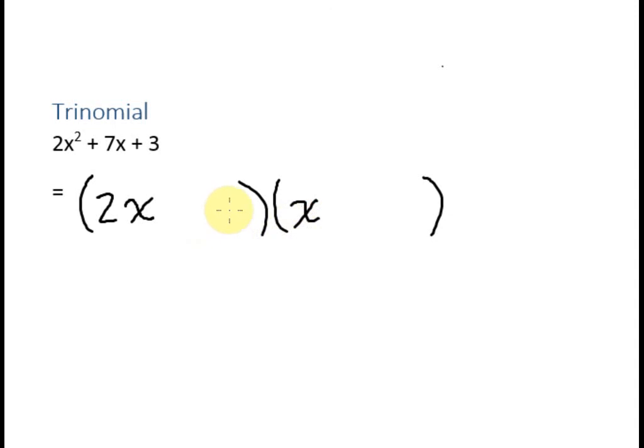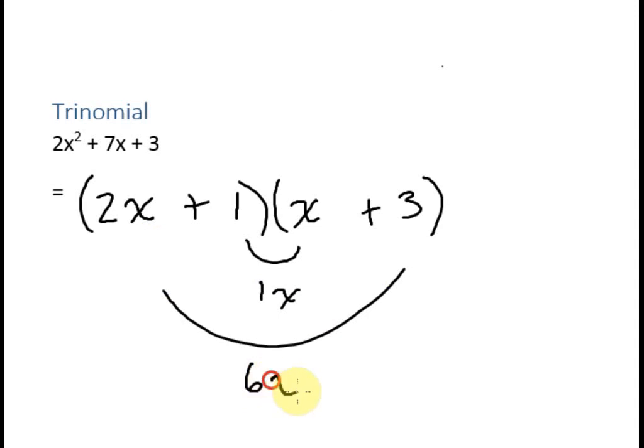Okay, so let's try 1 and 3. 1x on the inside, 6x on the outside. They add up to 7. Everything is satisfied. This is the correct factoring. And it doesn't hurt to just do a complete check and expand everything out using FOIL.